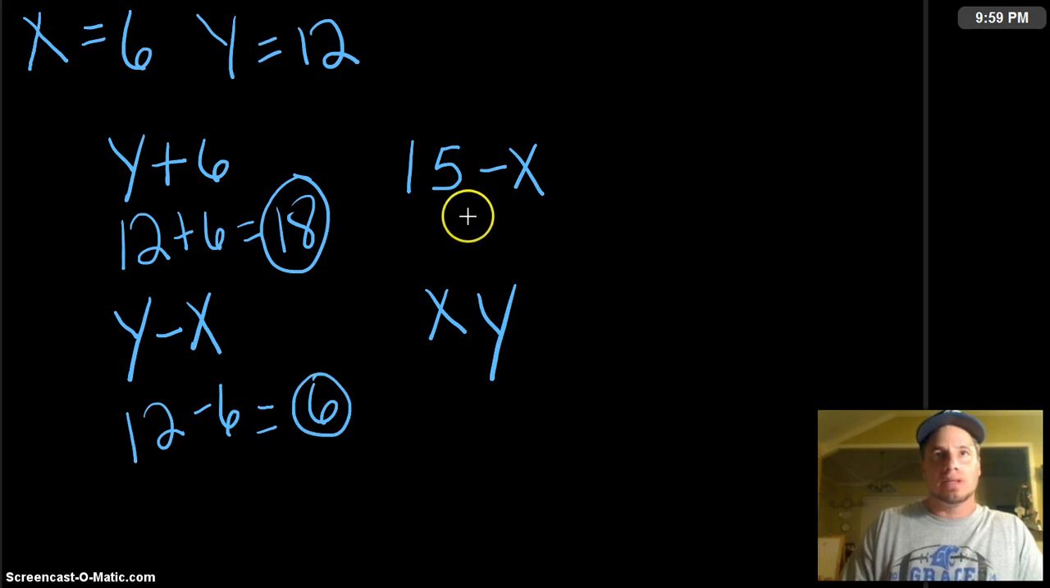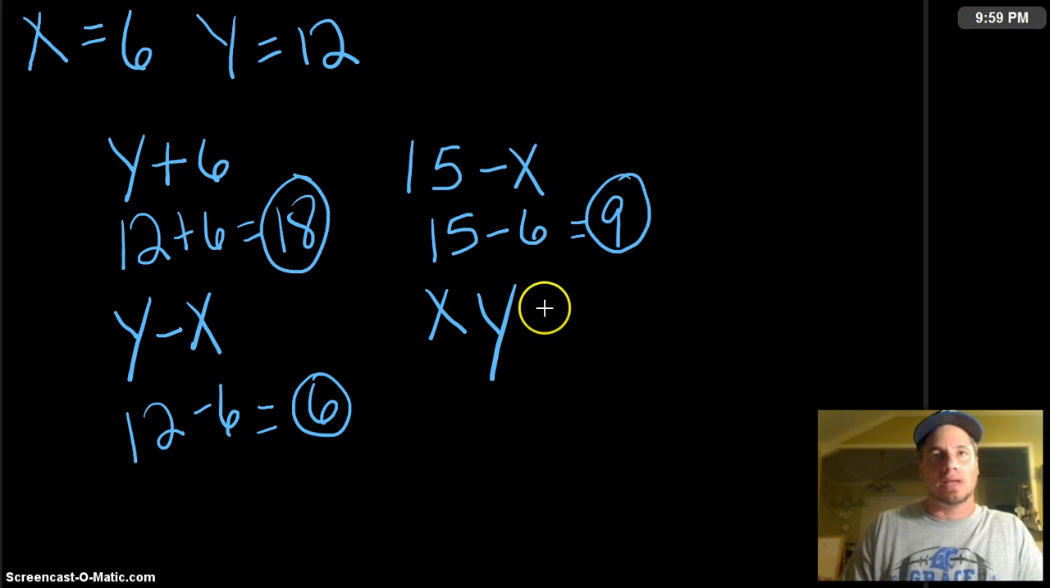Easy enough. So you have 15 minus x. Well, that's 15 minus 6. Since x equals 6, 15 minus 6 is equal to 9. And then you'll just circle your answer like that. Okay, so I want to see two things. I want to see this and this.